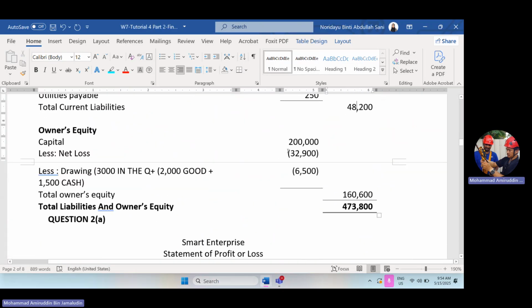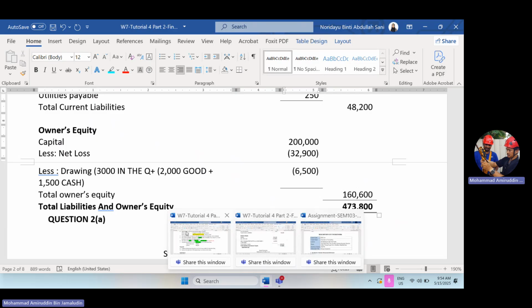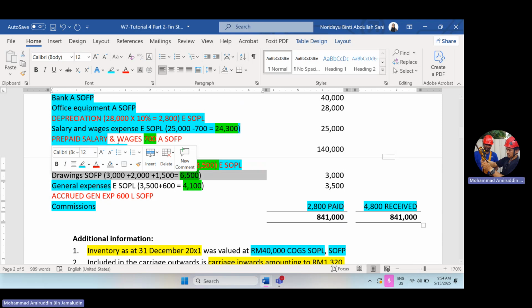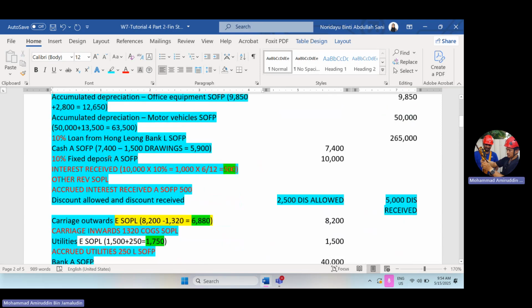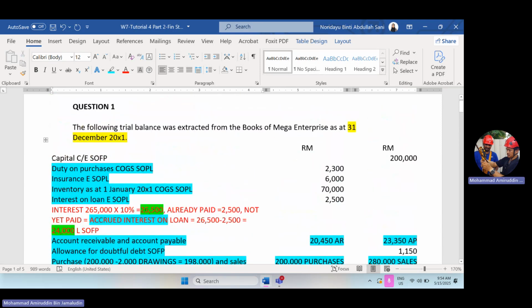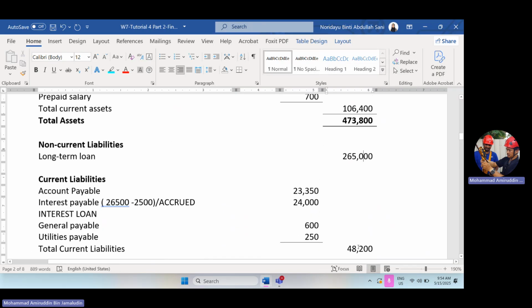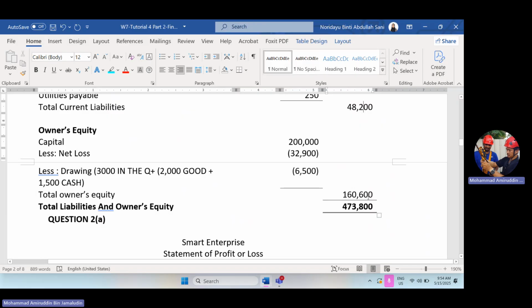Then we can go to equity. Capital we transfer, drawings we transfer. Drawings here, minus 6,500, and then our capital, 200,000. And then just now we generated a loss, right? Minus 32,900 loss, and then done. 160,600 plus everything, 265, 48,200, 160,600. Liability plus equity, 473,800. Healthy.